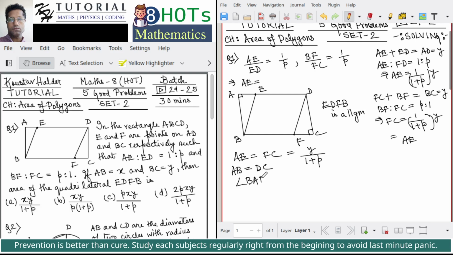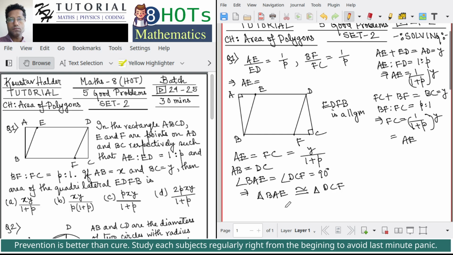Also we can see that angle BAE is equal to angle DCF, which is equal to 90 degrees. So this clearly implies that triangle BAE will be congruent to triangle DCF. While writing the congruence relation, you should be very careful in writing the names of the triangles properly, because in a congruence relation, the way you write the triangles says what the correspondence is between the vertices of the two triangles.